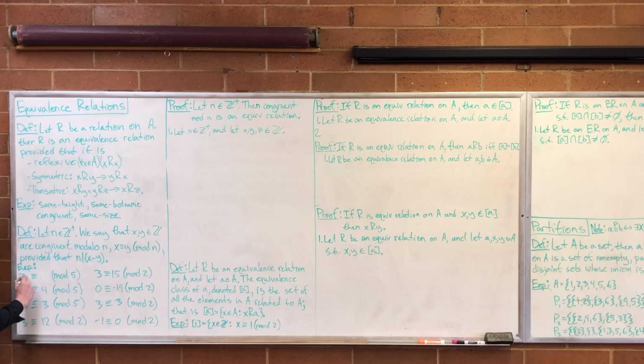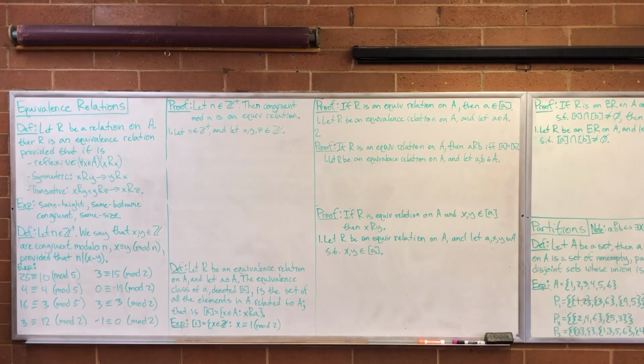Is 25 congruent to 10 mod 5? Yes, even though one's even and one's odd. So the even and odd pattern only works for mod 2. If they both have a remainder of 1 when you divide by 2, they're both odd. You only have a remainder of 1 or 0. If it's 0, they're even. If it's 1, they're odd.